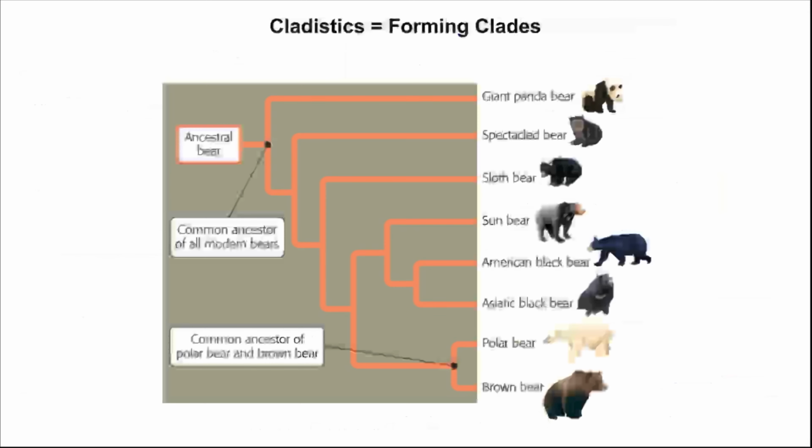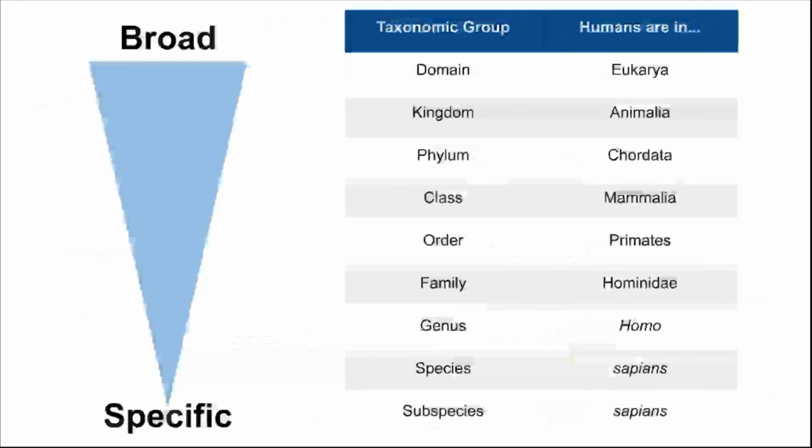When we describe taxonomic groups, we also use this system of nomenclature. It starts broadly and it goes to more specific groups. So the example that you've probably learned over and over throughout your schooling is domain, kingdom, phylum, class, order, family, genus, species, and subspecies. And those are groups that go from broad to more specific.